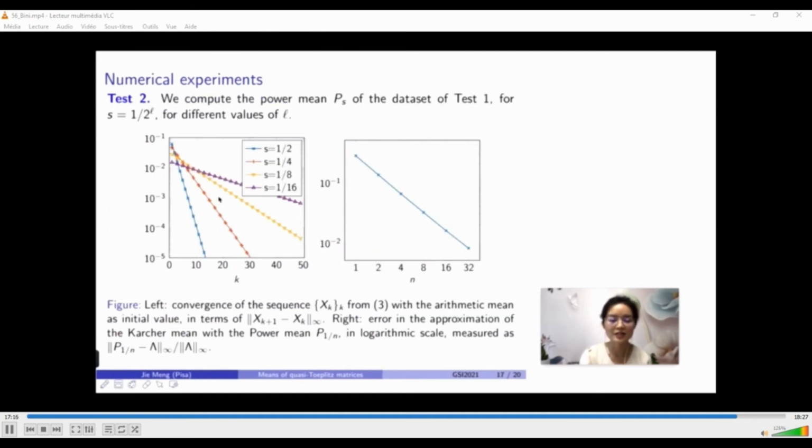And this numerical result coincides with the theoretical results. The convergence is linear, and the smaller s is, the faster the convergence is. And this figure shows the convergence of the power mean to the Karcher mean. And you can see the convergence is very slow, it's linear.